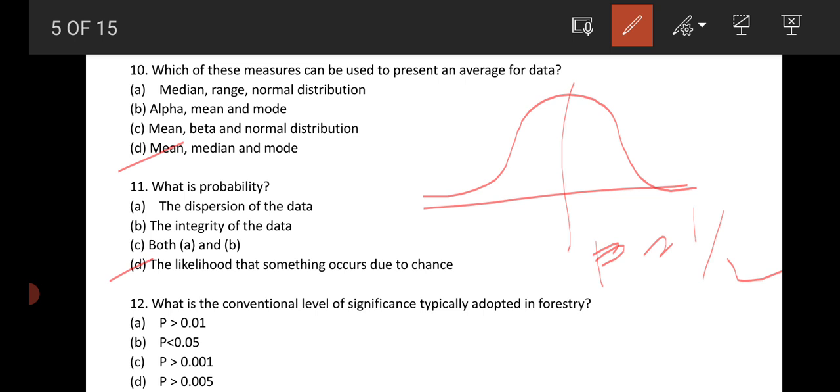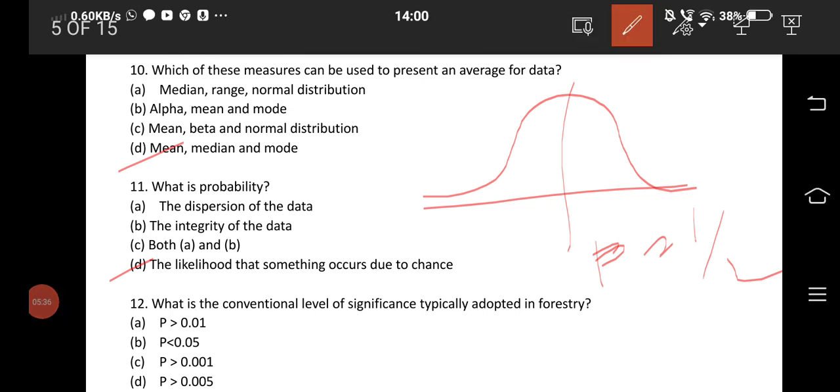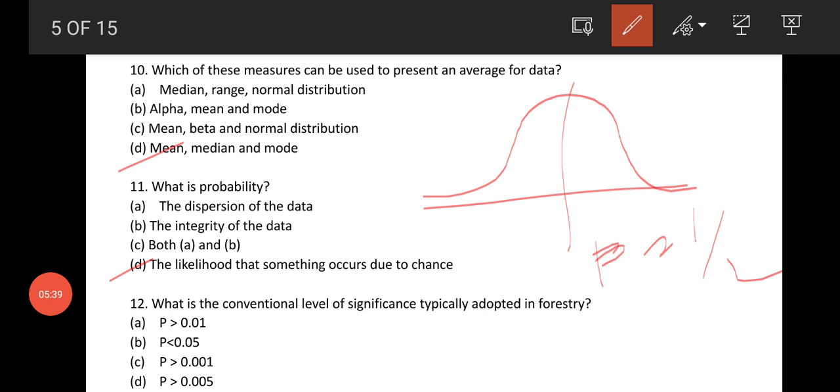Then next question: what is the conventional level of significance typically adopted in forestry? The level of significance adopted will be the p-value. The test of significance value will be less than 0.05.